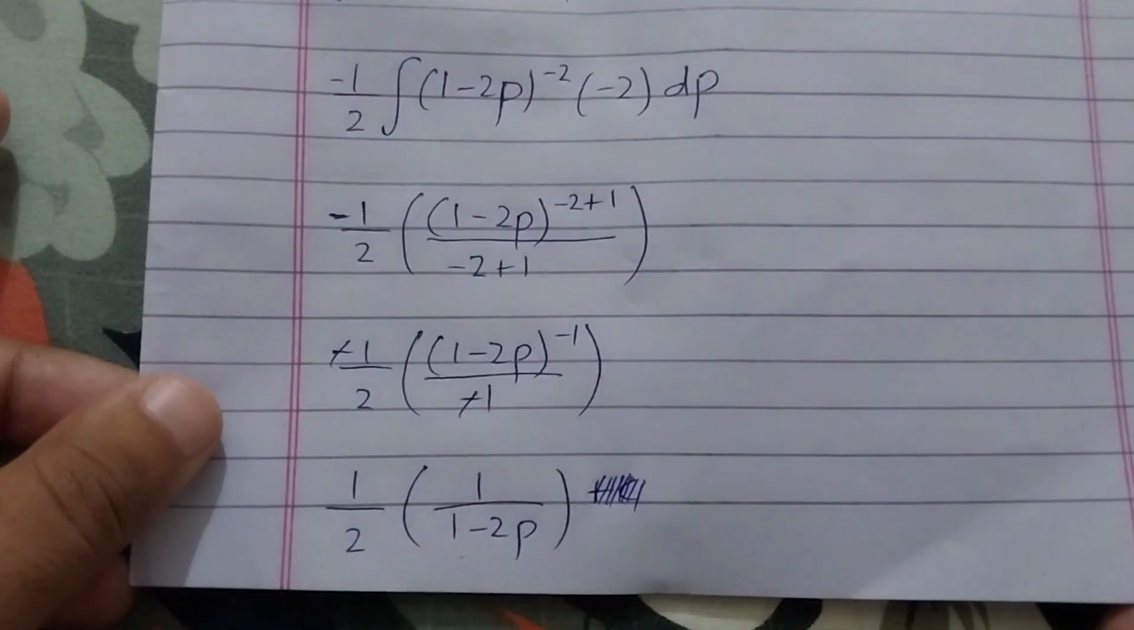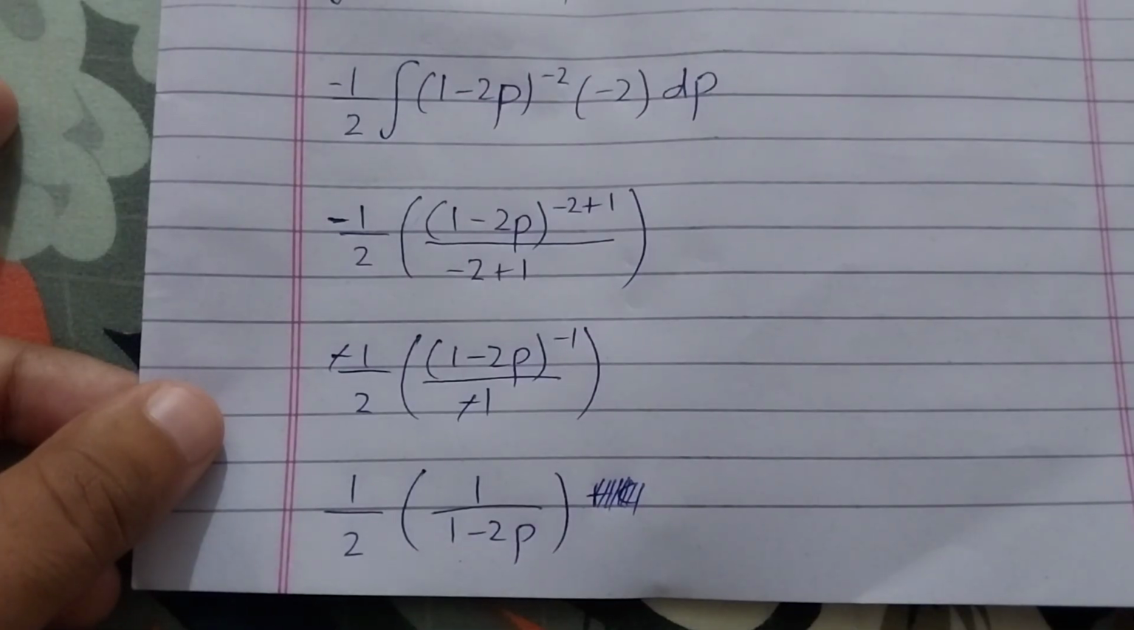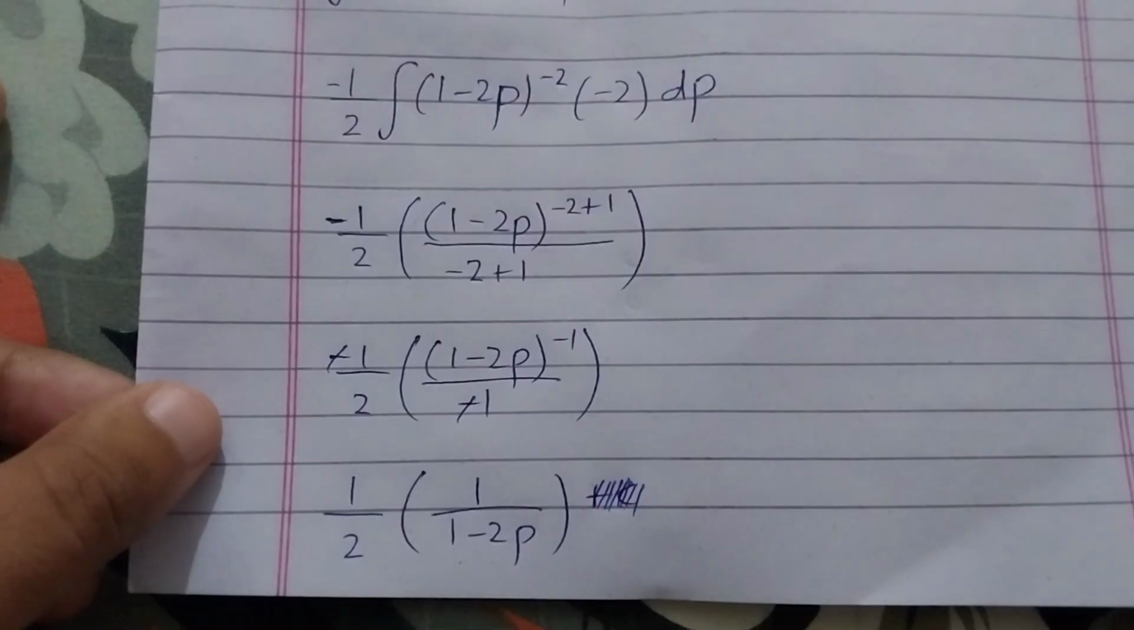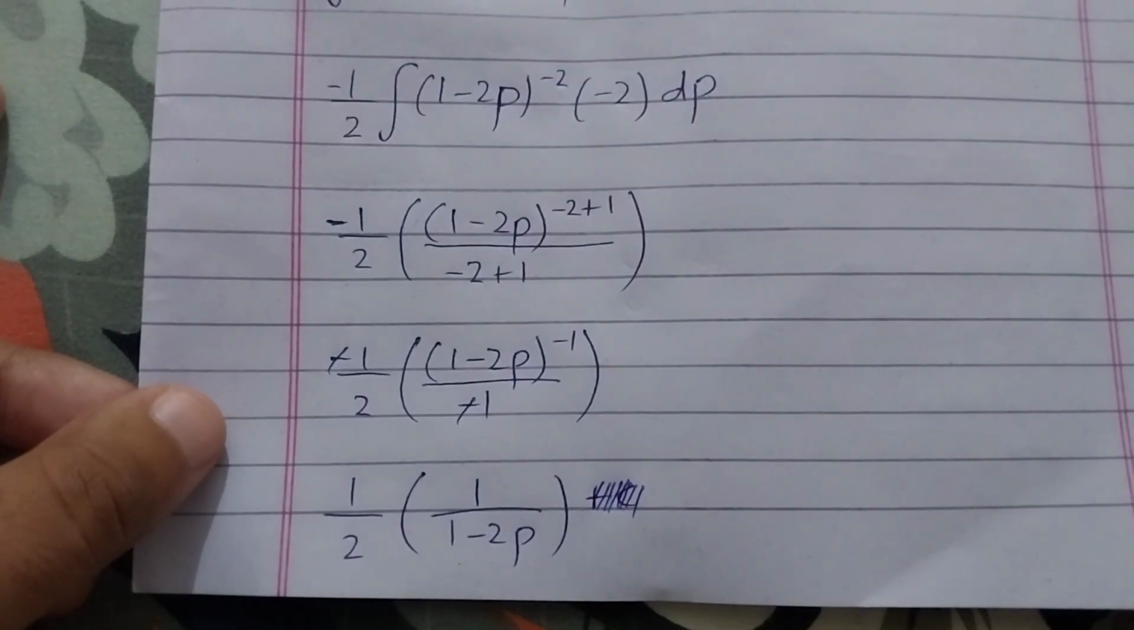So this will become minus 1 over 2 times 1 minus 2p raised to power minus 1 over minus 1. So minus and minus cancel out. We are left with 1 over 2 times 1 over 1 minus 2p. So this is the antiderivative of the second term of our result, but this is in terms of p. We need to write this in terms of theta.